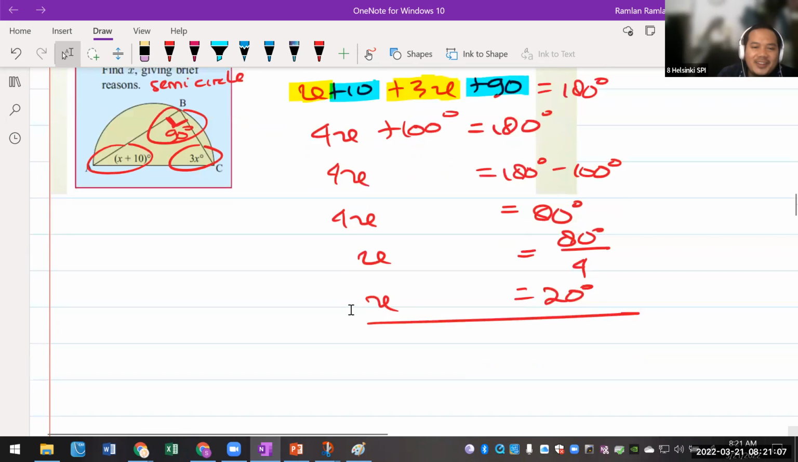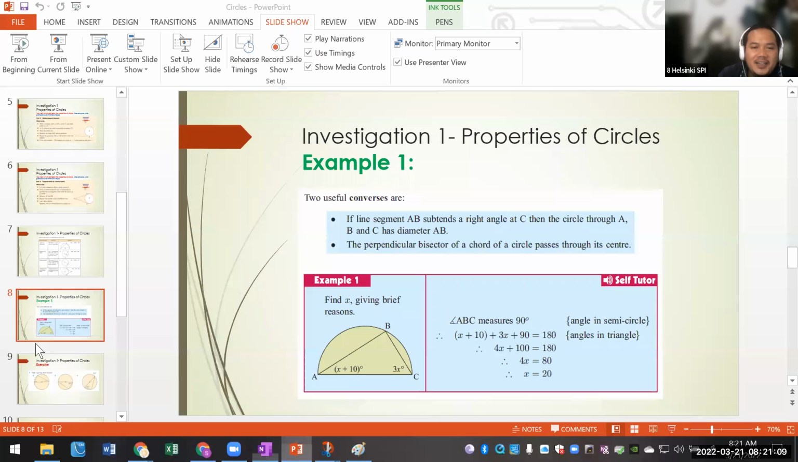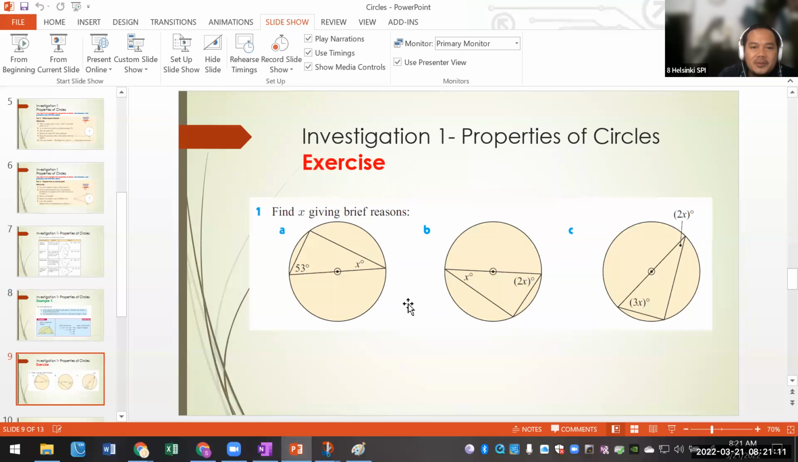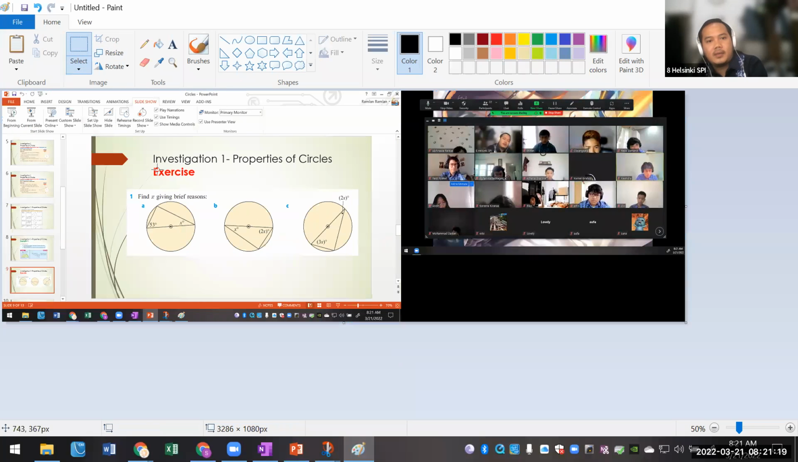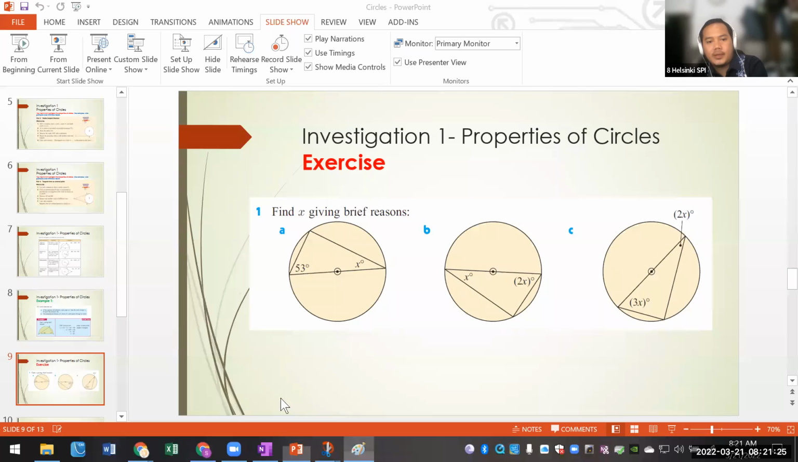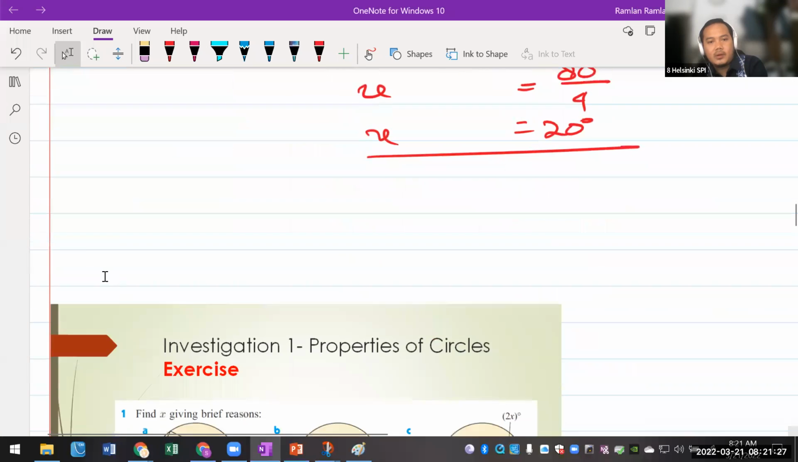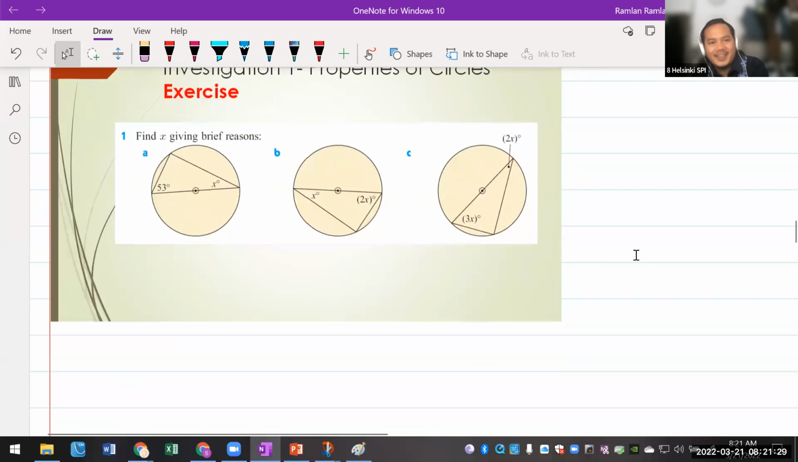Okay, here we go. The next one. Next example, actually. So let's just talk about the angles for now. Let's talk about the Pythagoras formula later.